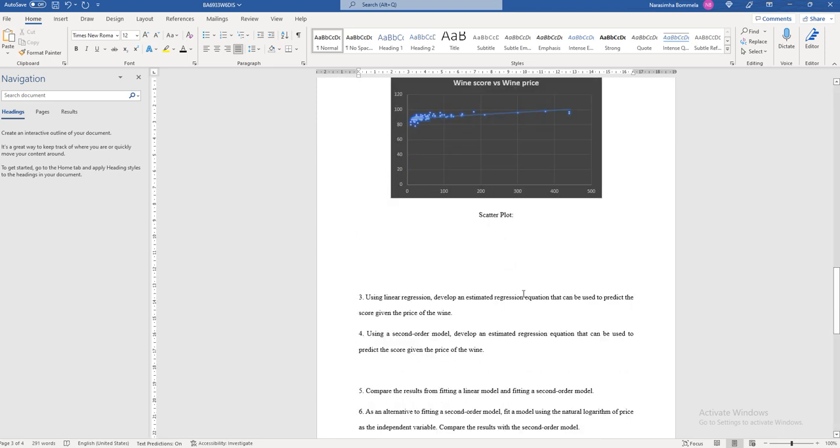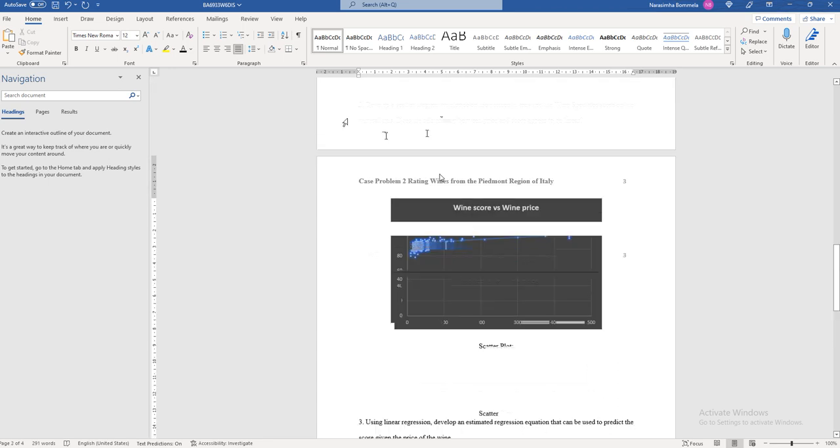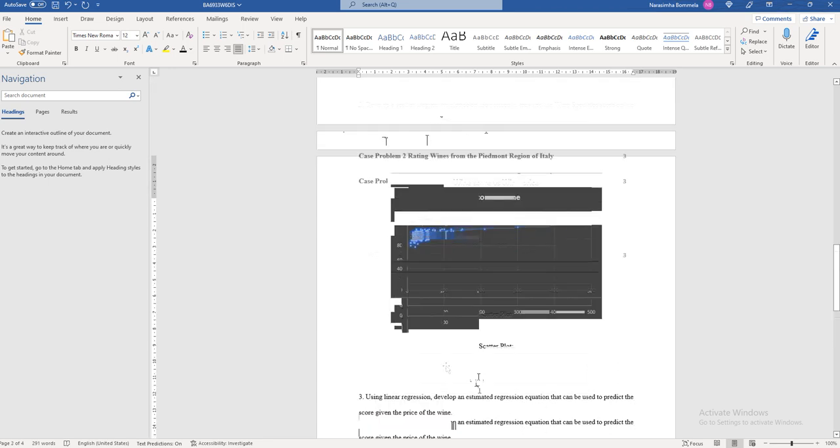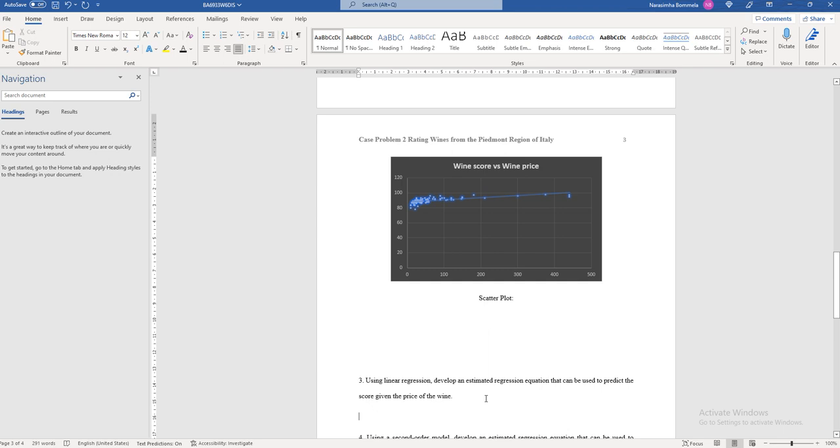Maybe hardly 50 words is enough to complete this task. Write in your own words, and don't forget to give a proper heading to question 2. The next one is: using linear regression, develop a linear regression equation that can be used to predict the score given.